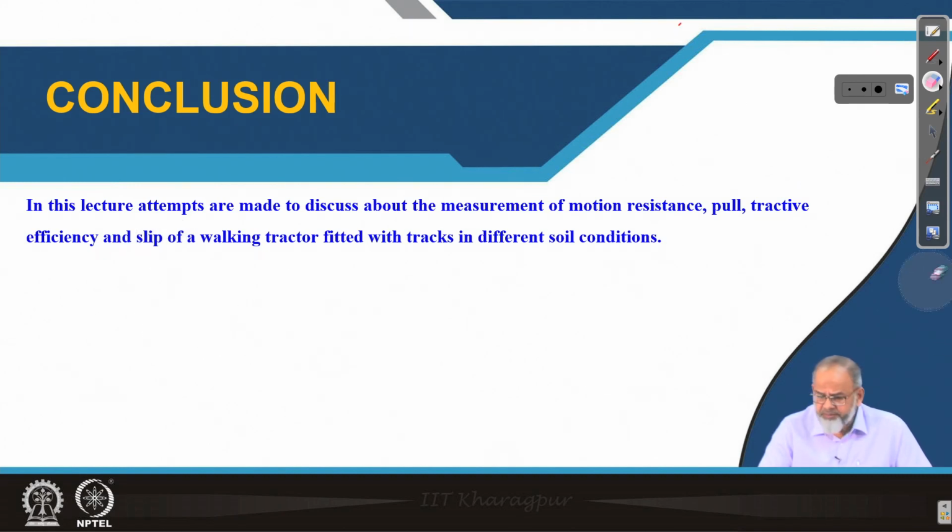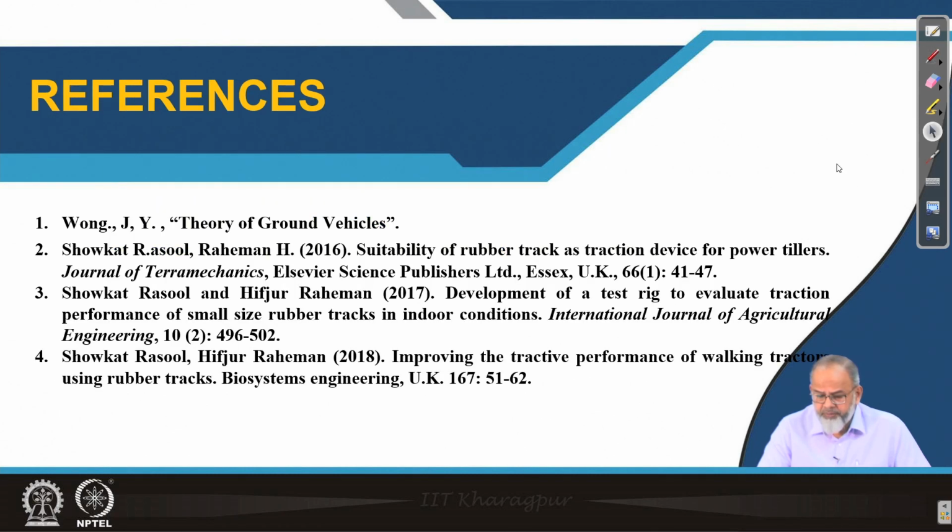This field experimental data was related to the experiments which we conducted at IIT Kharagpur, and some of the papers we have published, and based on those data we have discussed this. That is all. Thank you.